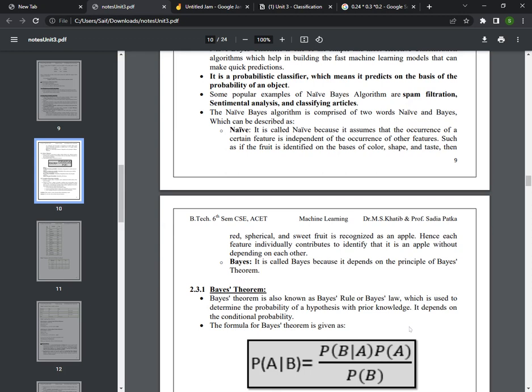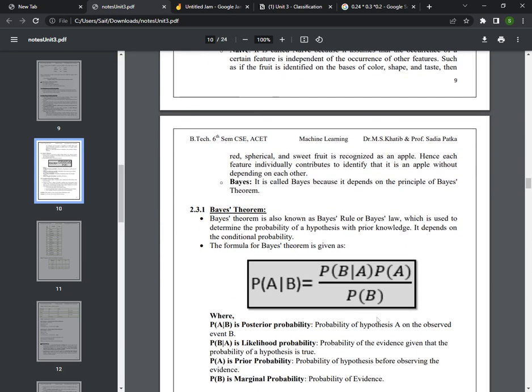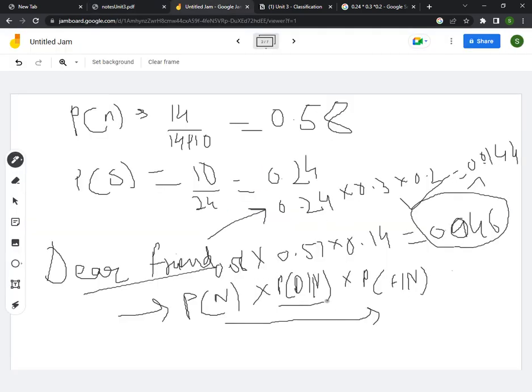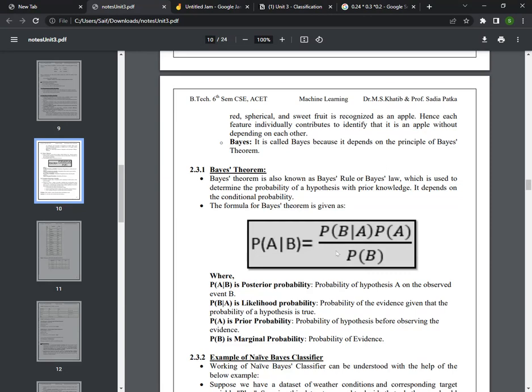Now we will see what is the naive Bayes theorem. This is the posterior probability, and this is the prior probability, and this is the likelihood that we have calculated by taking B and A. As I told you, this is the likelihood, and this is the posterior, and this is the prior probability, and this is the marginal probability.